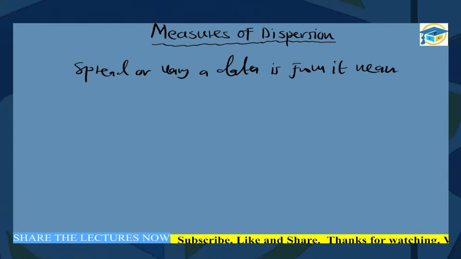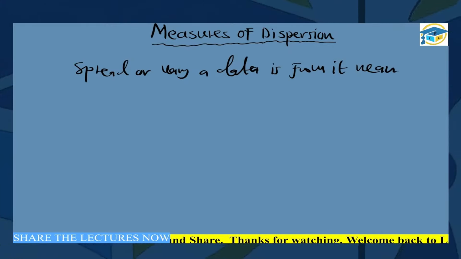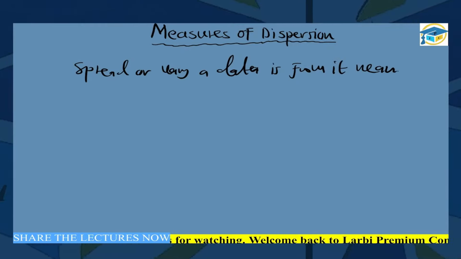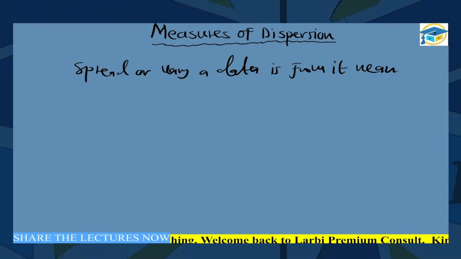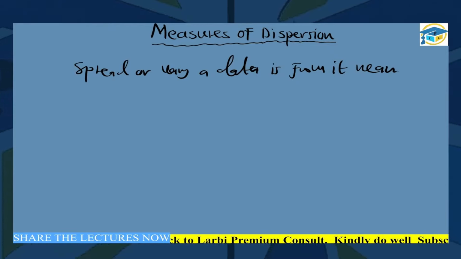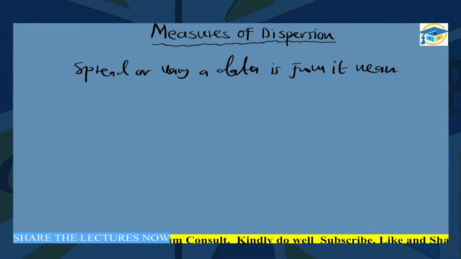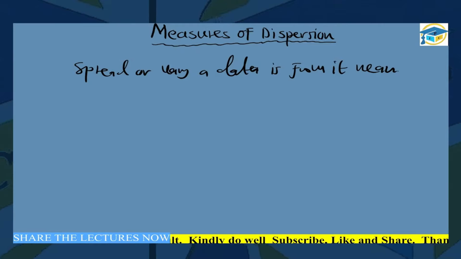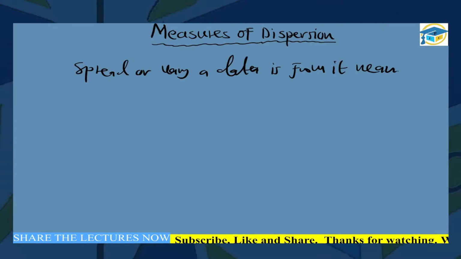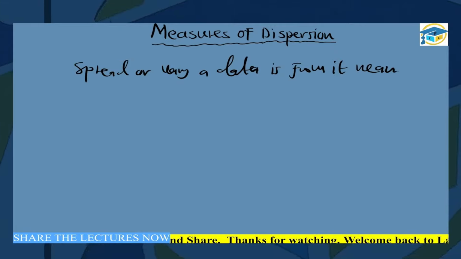But if data are spread out from the mean, then the mean doesn't reflect the data that we are taking into consideration. So that is measures of dispersion. It's also called variation: how spread out or varied data is from its mean. If data are close to the mean, we say the mean represents the data under consideration. But if the data are far away from the mean, then the mean is not a representative of the data under consideration. So that is the idea about measures of dispersion.